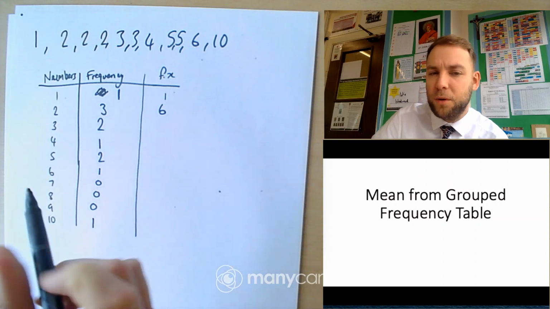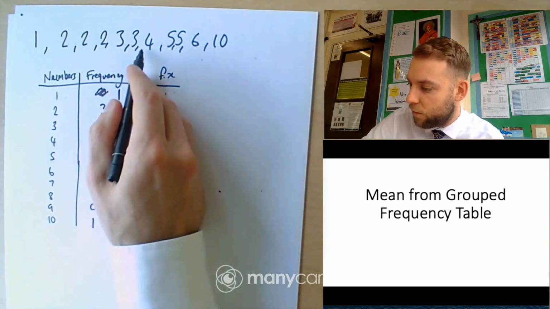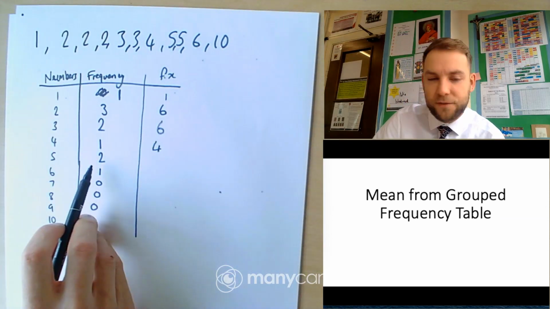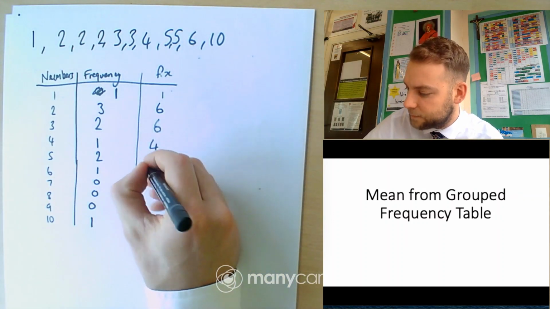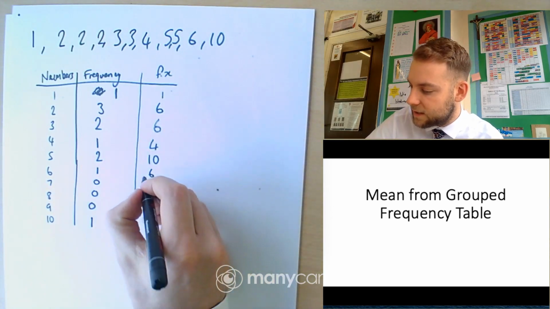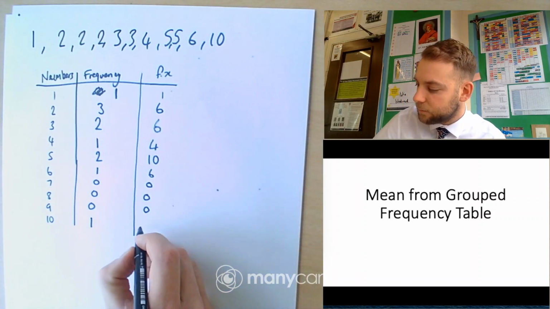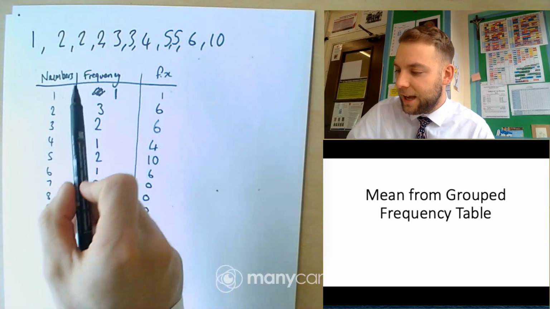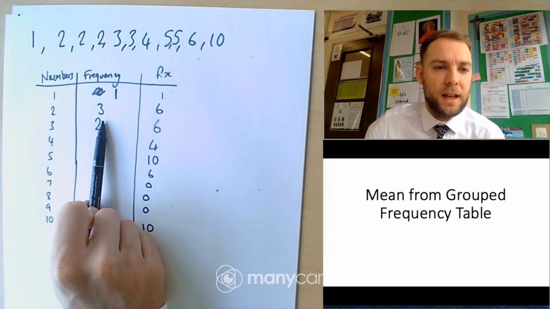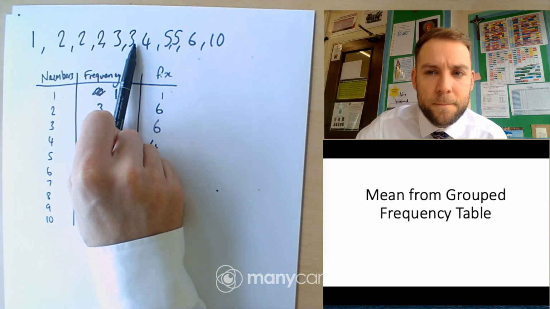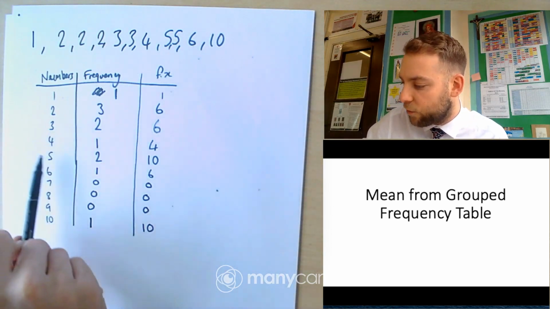Is there a quicker way of doing that? Yes, 3 times 2, which again is equal to 6, plus 4, well there's only one of those, plus 5, there's 2 lots of 5, so that's 10, plus 1 lot of 6, plus 0 lots. I think we can start to see why this FX column at the end comes in handy, because instead of going 2 plus 2 plus 2 three times, we're doing 2 times 3. Instead of doing 3 plus 3, I'm doing 3 times 2. Instead of just adding a single 4, I'm doing 4 times 1.